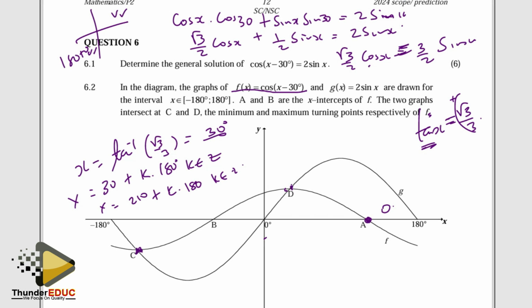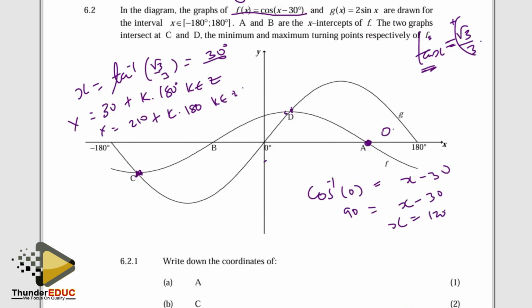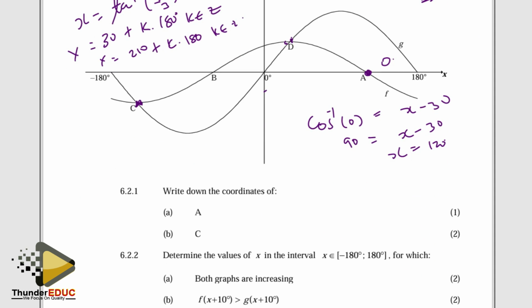So with a graph of course, we can say that shift cos of 0 will give us x minus 30, because I need to replace that with a 0. This is going to give me 90. Because x minus 30, move the 30 that side, x becomes 120. So let me call this 120 and 0.